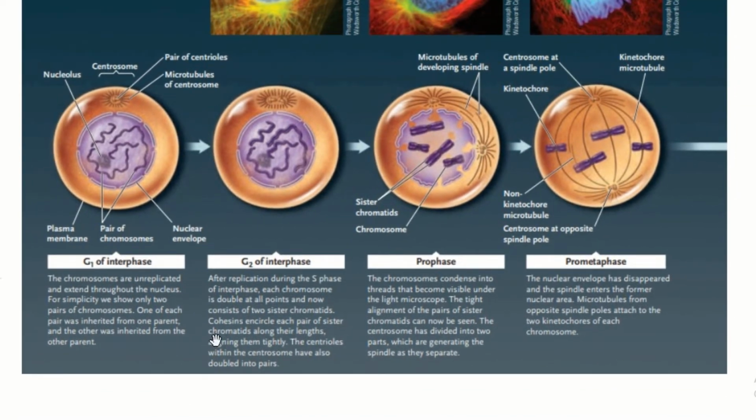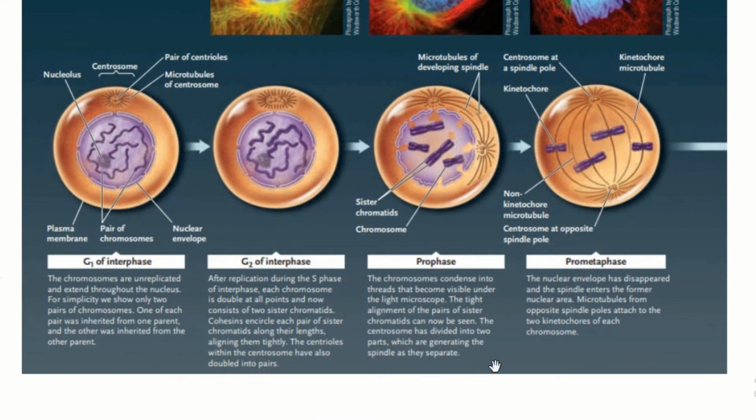Then we have G2 phase. This is also part of interphase. After replication during the S phase of interphase, each chromosome is double at all points and now consists of two sister chromatids. Cohesin encircles each pair of sister chromatids along their length, aligning them tightly. The centrioles have also doubled into pairs.